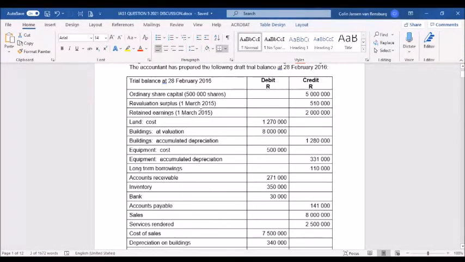The revaluation surplus, that is going to be a non-distributable reserve, so that is part of equity. And then we've got our retained earnings, that is a distributable reserve. That is basically the accumulation of our profits over the various years that haven't been distributed to the shareholders yet. Okay, so those are the three categories of equity that we have, which means we have to design our statement of changes in equity in such a way that each of them has its own column, right?